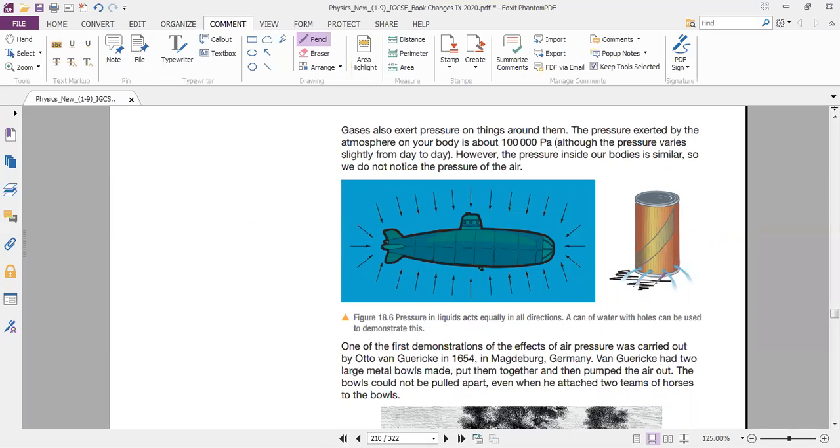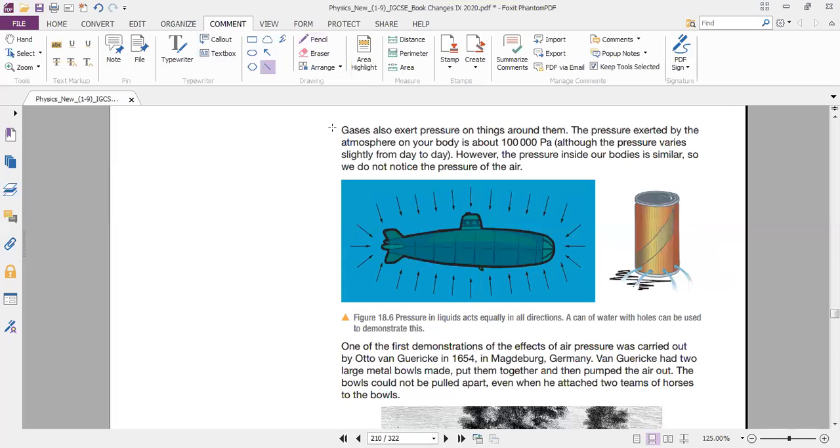Look at this. This is a cylinder, and it has many holes at the bottom. It is filled with liquid. When these holes are opened, liquid is coming out from each and every hole similarly. It means that they are getting similar pressure inside the cylinder. That's why they are falling out at a similar distance.